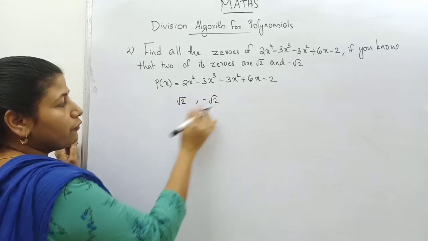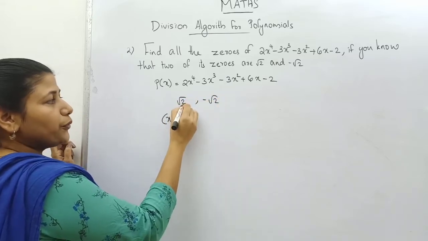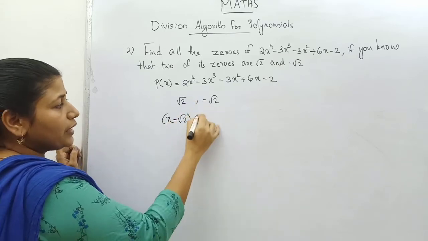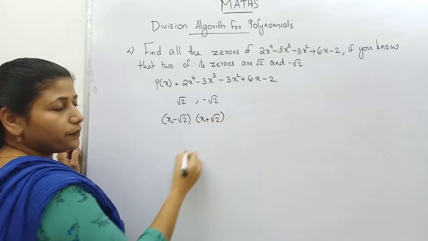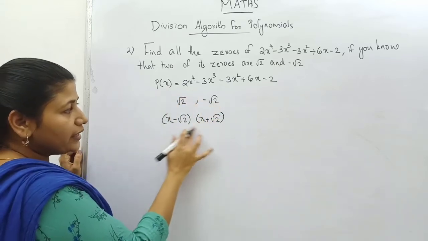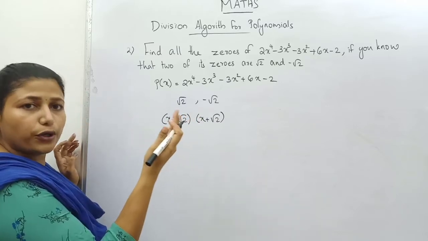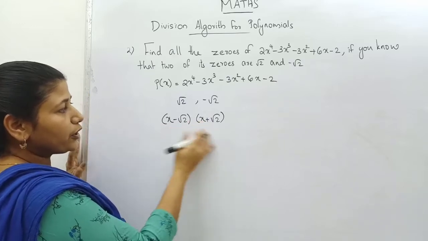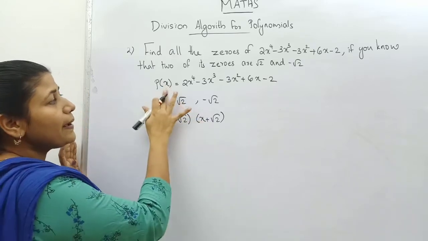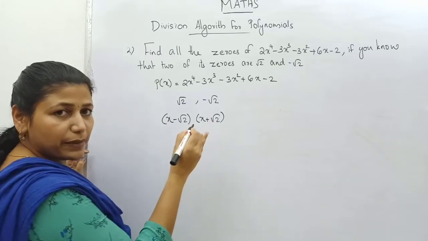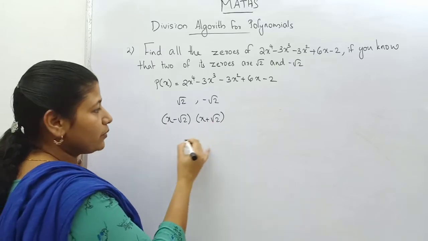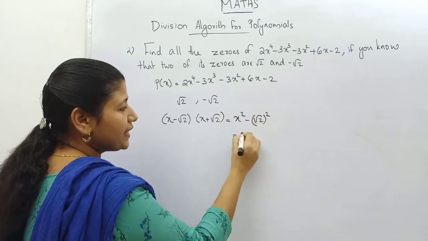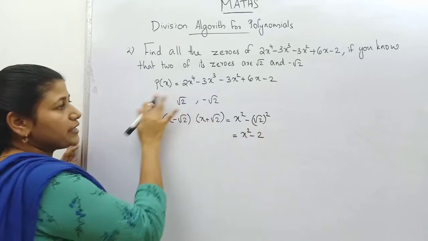If root 2 is a zero, then x minus root 2 is a factor. If negative root 2 is a zero, then x plus root 2 is a factor. Got it? So this p of x already has these two factors. Two more we want to find out. If x minus root 2 and x plus root 2 are factors, then the product of these two is also always a factor of this polynomial. This is of the form a minus b into a plus b, so we can write a square minus b square. So x square minus root 2 square, which is x square minus 2, is a factor of this p of x.